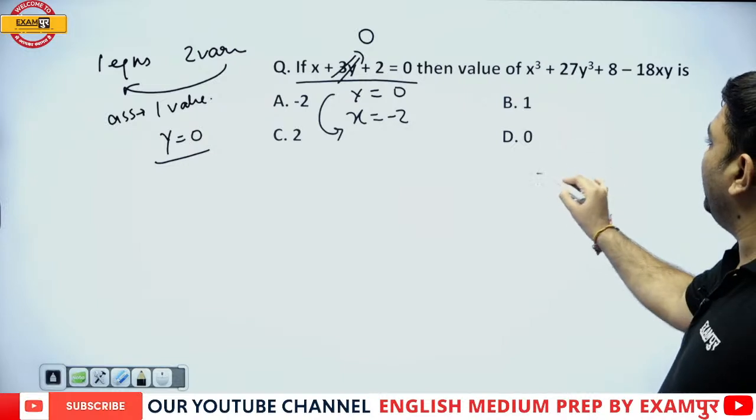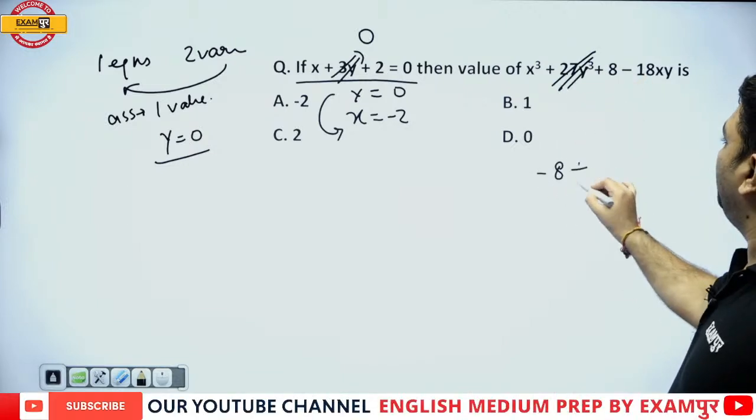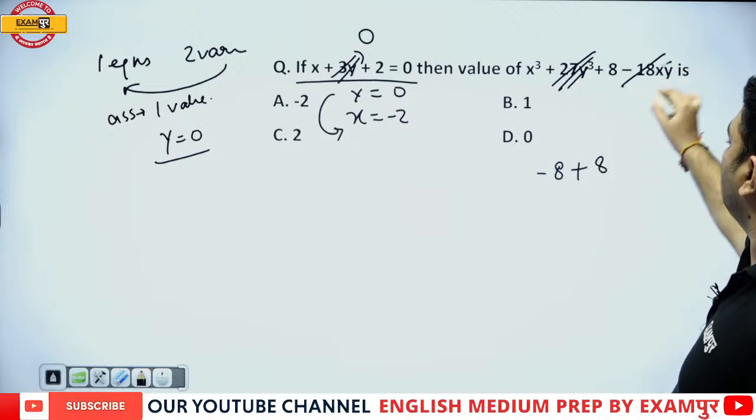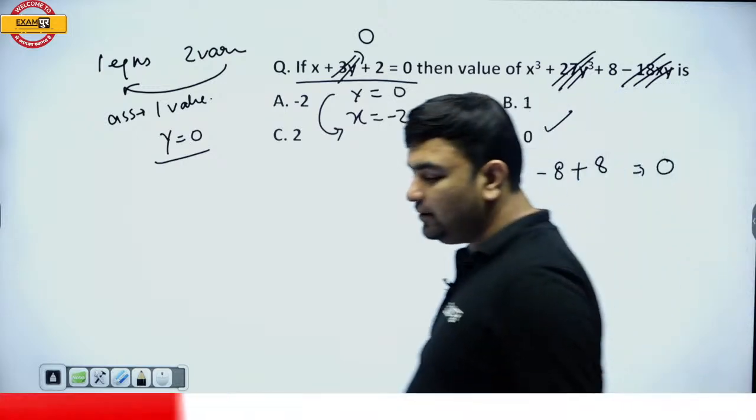Minus 2 cubed is minus 8. Y is already 0, plus 8. Minus 8 plus 8, 0 is the ultimate answer.